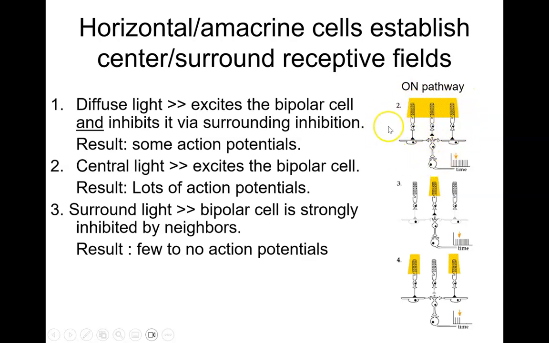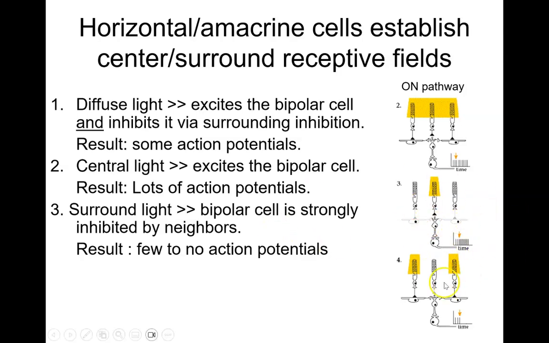So diffuse light not only excites the bipolar cell, but the surrounding lateral inhibition is going to basically cancel out that excitement. That's why with diffuse light, we don't really see a change in cell firing, because while we are getting excitement from the center, we're getting inhibition from the surround.